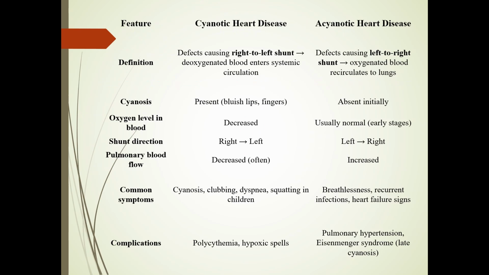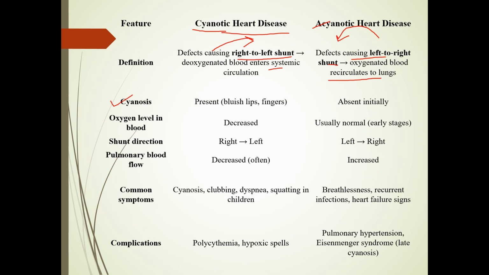Then the difference between cyanotic and acyanotic heart disease. Talking about the definition, in cyanotic there is a defect causing right to left shunting because cyanosis is present and there is direct shunting of blood from the right to left side. So deoxygenated blood enters the systemic circulation. In acyanotic heart disease, the defect causes left to right shunting. More oxygenated blood will enter the right side, and oxygenated blood recirculates to the lungs.